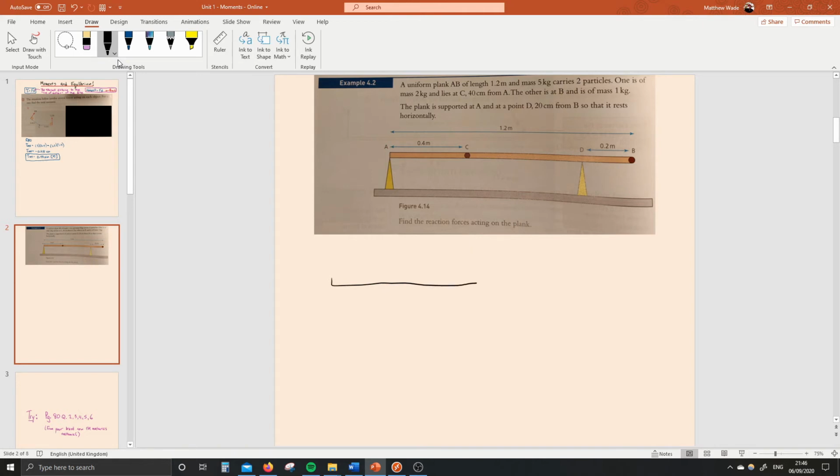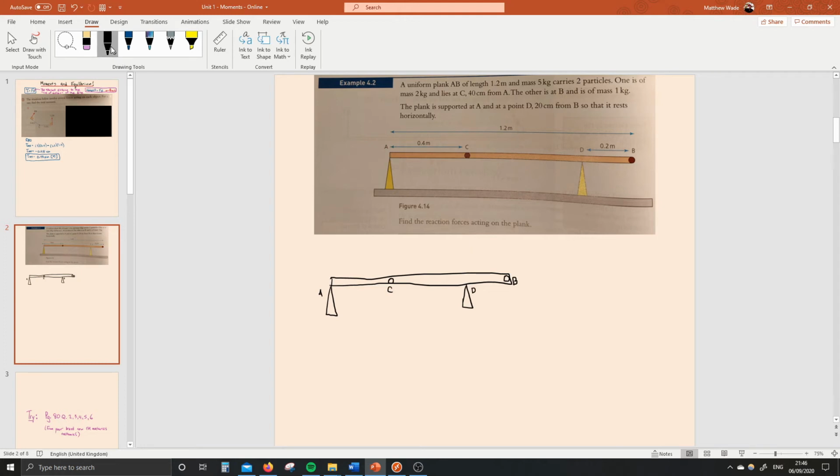There's our beam, like that, a straight line beam. It's resting on A, which is exactly at the edge. My amazing art skills. It's resting at A. It's also resting on D, which is there. There's D. It's got two little things on it. It's got C there, and it's got B at the very end, and there are the masses. Cool.